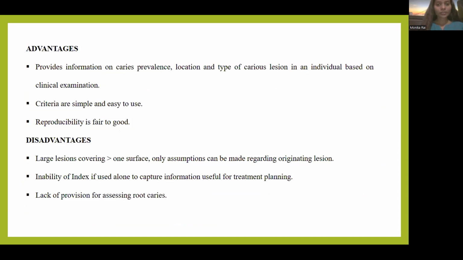What are the advantages of this index? It provides information on caries prevalence, location, and type of caries lesion in an individual based on clinical examination. Criteria are simple and easy to use. Reproducibility is fair to good. The disadvantages are large lesions covering more than one surface, so only assumptions can be made regarding the originating lesion. The index cannot be used alone to capture information useful for treatment planning. There is also a lack of provision for assessing root caries.